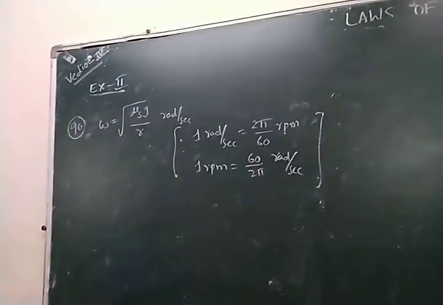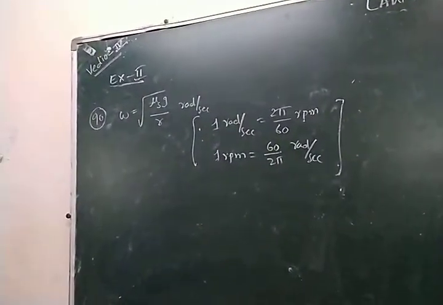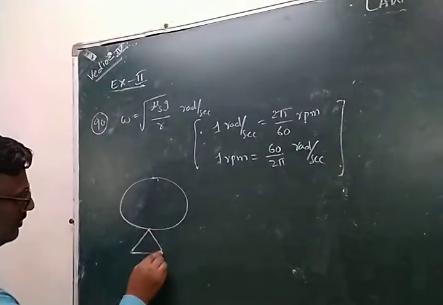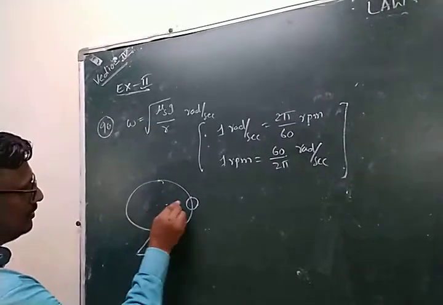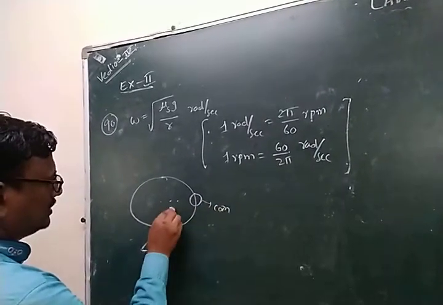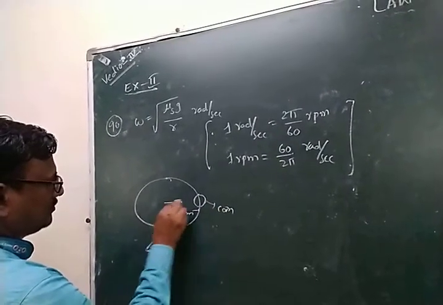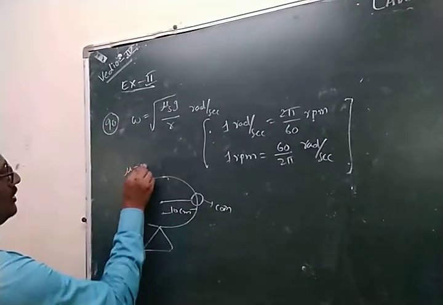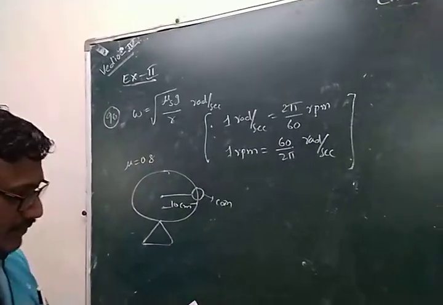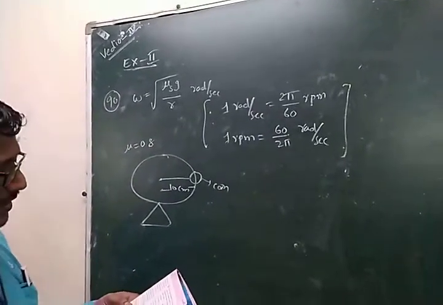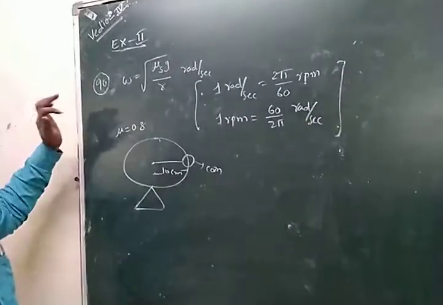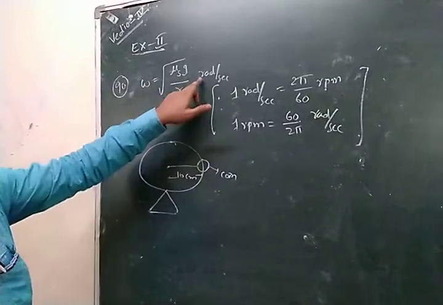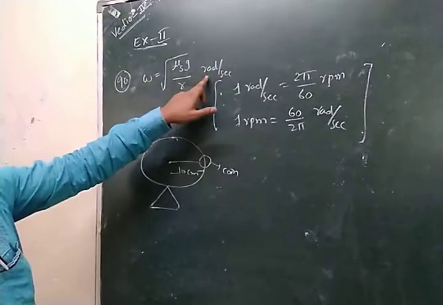A coin is kept at a distance of 10 centimeters from the center of a circular table. This is a circular table, and the coin is placed 10 centimeters from the center. The coefficient of friction mu is given as 0.8. Find the frequency of rotation at which the coin just begins to slip. The frequency is nothing but rotations per minute. We can find omega is equal to the root of mu s into g by r radian per second, because omega is the angular frequency.